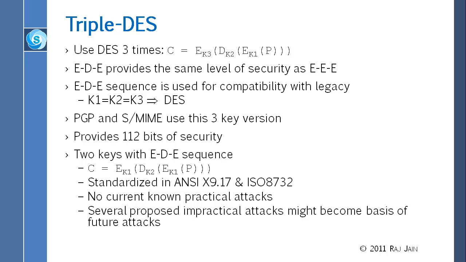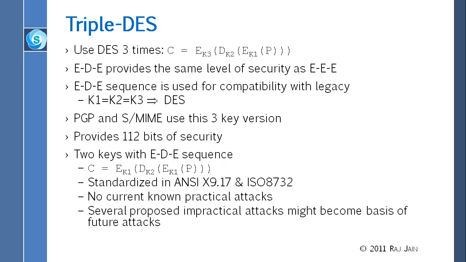So people said, why don't we just use 2 keys? So the 2 keys are used, and in this case they use the first key again in the third round, basically. So you do encryption with K1, decryption with K2, and then encryption with K1. And this is what is standardized as ANSI and ISO standards. And this gives you almost the same security as 112 bits. There are some theoretical attacks, but no practical attacks. So when people say triple DES, most likely they mean this one, EDE with 2 keys.